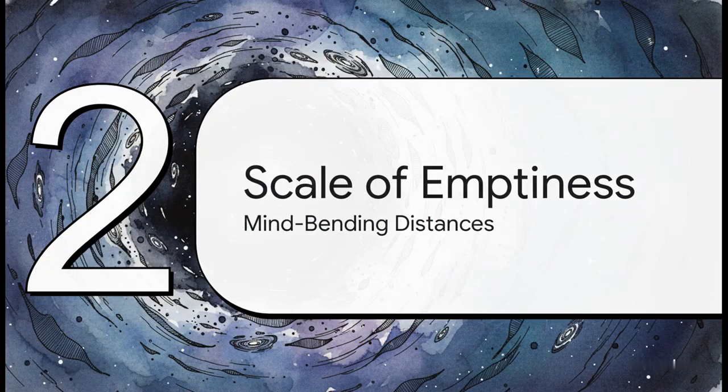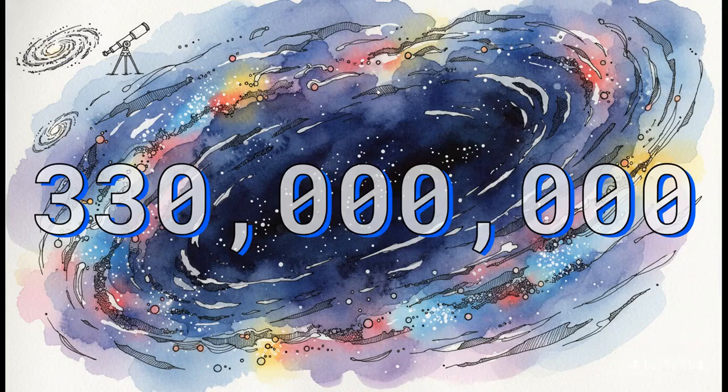Moving right along to Section 2, the scale of emptiness. 330 million light-years across. Just let that sink in for a second. This incredibly stark, massive number represents the distance across just one specific void derived from the pending data in our source, the Boötes void. To put that into perspective, our entire Milky Way galaxy is only about 100,000 light-years across. You could literally fit thousands of our galaxies inside this single pocket of nothingness.